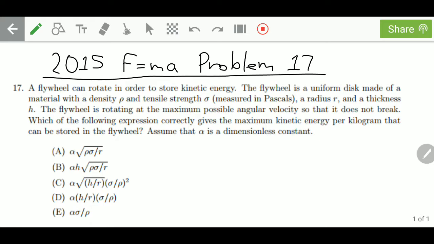Now, notice that all of the options have different units, since you have different combinations of the parameters rho, sigma, r, and h, and thus we can guess that this will be a dimensional analysis problem, or at least one in which we need to combine the dimensions properly of the different parameters in order to get a dimension of kinetic energy.